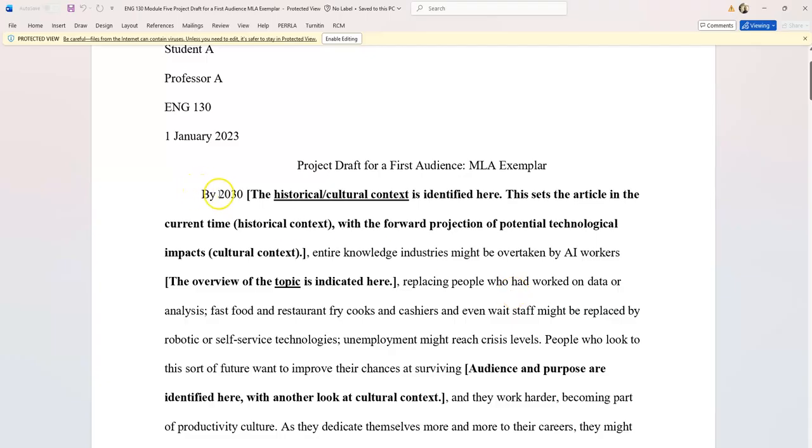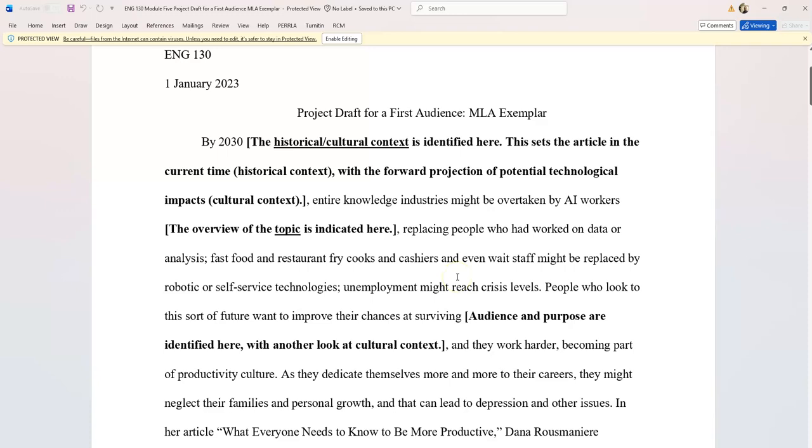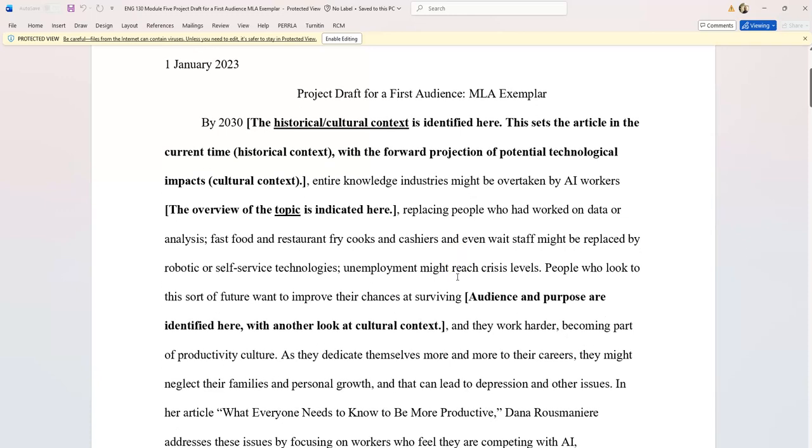So notice here it says by 2030, and then it tells you that's helping to provide the historical and cultural context. Then it says the entire knowledge industries might be overtaken by AI workers. That gives you an overview of what the topic is. So notice how it tells you everything it's doing. That's why the exemplar is so vital. You've got to use it. You have to. And then it goes on to provide some background information.